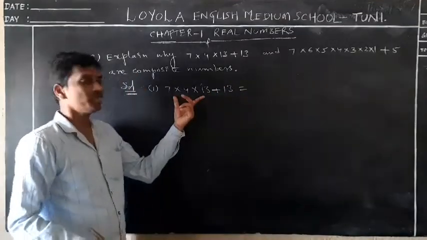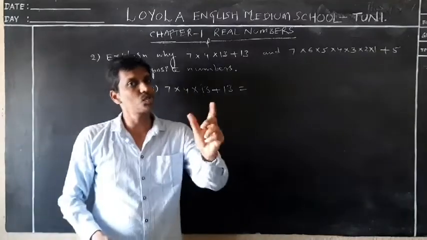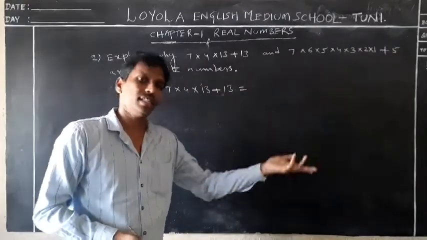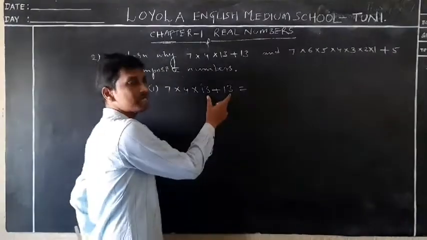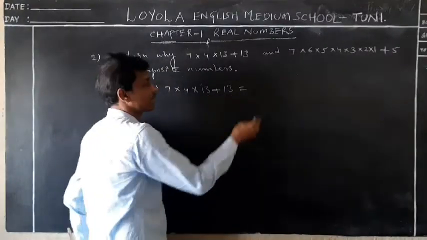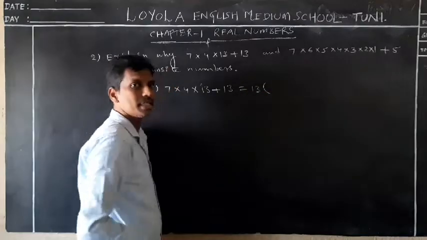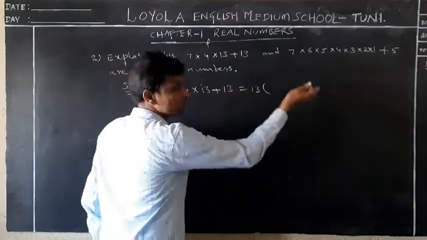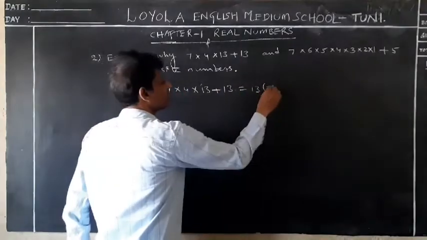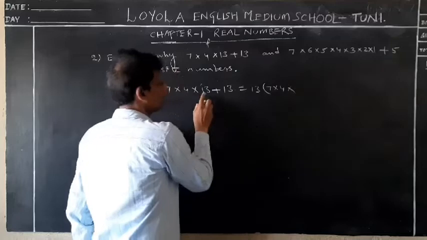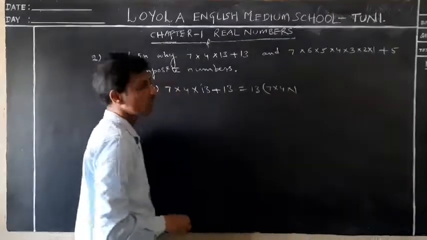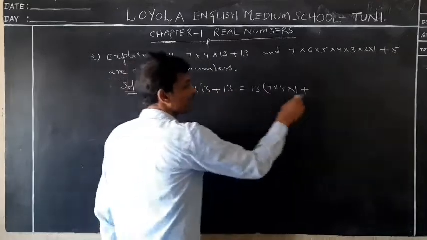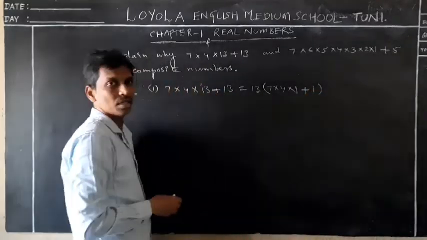See, the product of 7 into 4 into 13 is one term, and we consider plus 13 as another term. So among these, can we take 13 as common? So better we take 13 as common. When we took 13, the rest of the terms you write within brackets. 7 into 4 into, instead of 13, I am writing 1. Next, plus symbol is there. In place of 13, again I am writing 1.